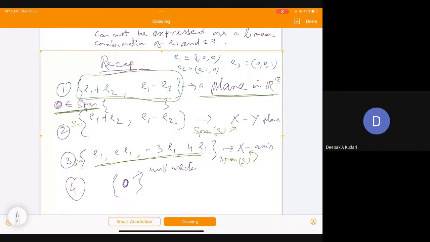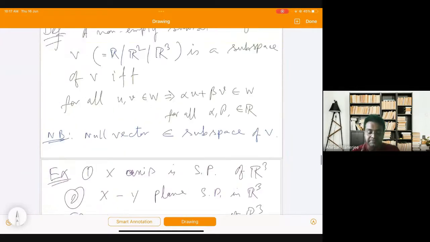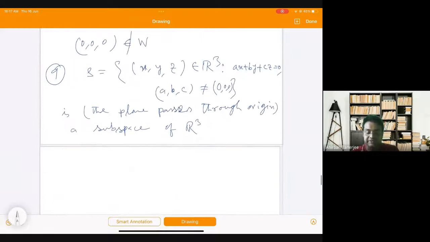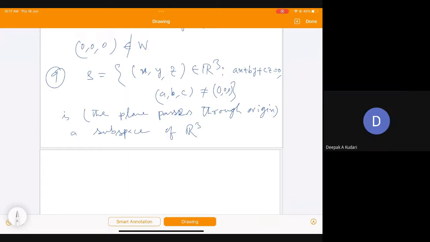Sir, can you repeat the last sentence you said? I had a network issue. Oh, what I said is that it's not necessarily true that if you have a set of vectors, the span of that set of vectors will always create a subspace. Okay, sir. Okay.